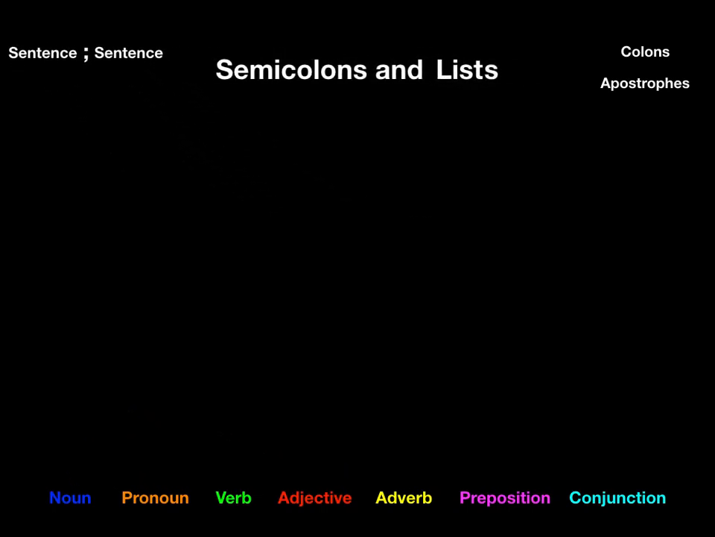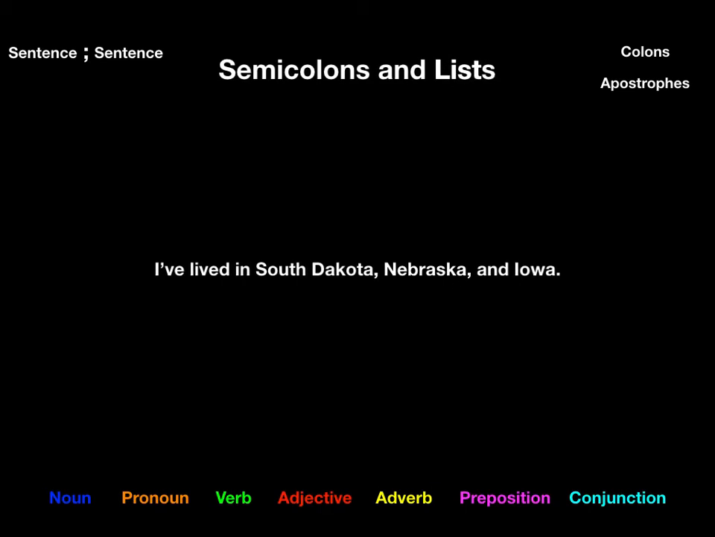Let's take a look at the following example. I've lived in South Dakota, Nebraska, and Iowa. These items can be separated by commas. The reader can then identify each distinct element within the sentence by looking for the ones between our commas. Here we know that South Dakota, Nebraska, and Iowa are the three items within this list.